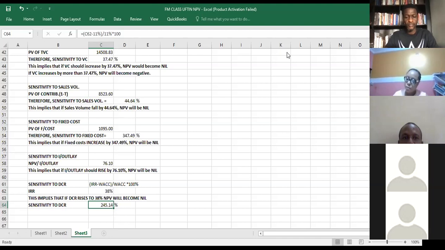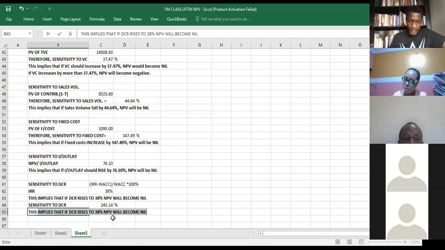So it will have to rise. I don't know why I'm saying fall constantly. So this implies that if the discount rate rises by 245.14%, NPV will become nil.